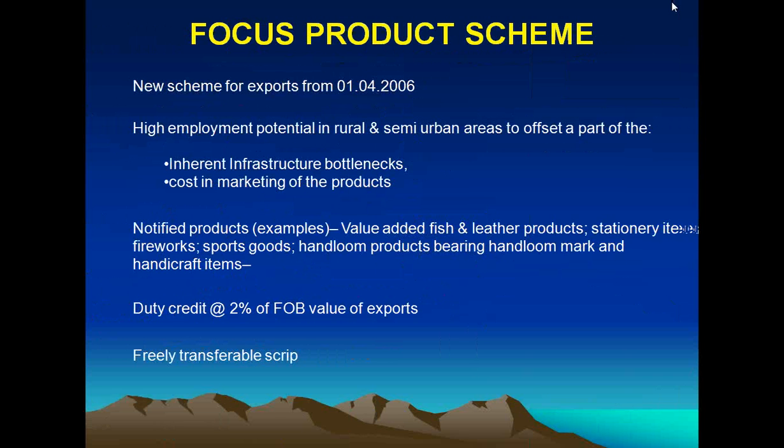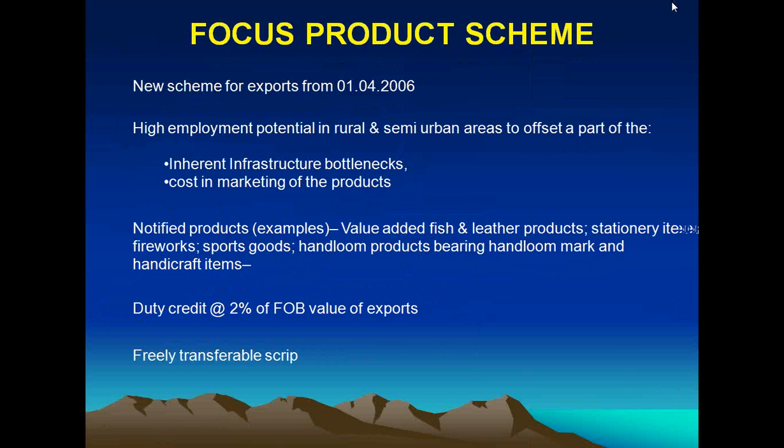So the duty credit is 4% on your export. Suppose you exported 100 bucks as FOB value, which is the free on board value, you would get 4 rupees as focus product scheme. How you export them, I will tell you. How you get these benefits, I'll tell you in a moment. These are freely transferable scrips, and these are exported. A scrip is a license. So we keep changing these words. License becomes an authorization, becomes a scrip.